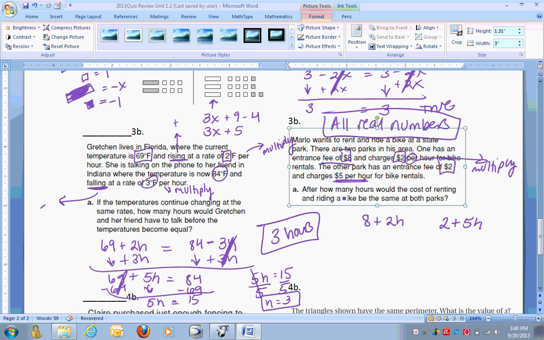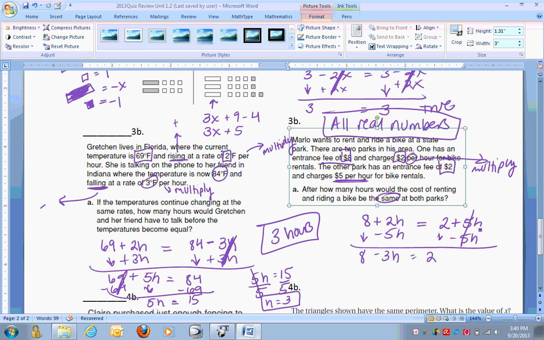And they want to know, after how many hours would the cost of riding and renting a bike be the same? So same means to set them equal to each other. So I'm going to get all my variables on one side and all my constants on the other. So let's go ahead and subtract this 5h over. And when I do that, I end up bringing down my 8. 2h minus 5h is negative 3h. And then I bring down the 2.